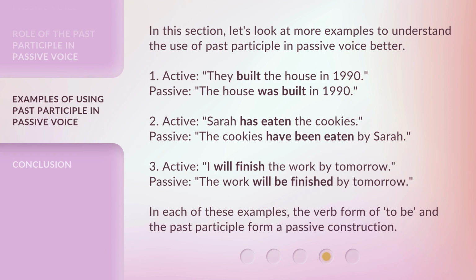In this section, let's look at more examples to understand the use of past participle in passive voice better. 1. Active: They built the house in 1990. Passive: The house was built in 1990. 2. Active: Sarah has eaten the cookies. Passive: The cookies have been eaten by Sarah.